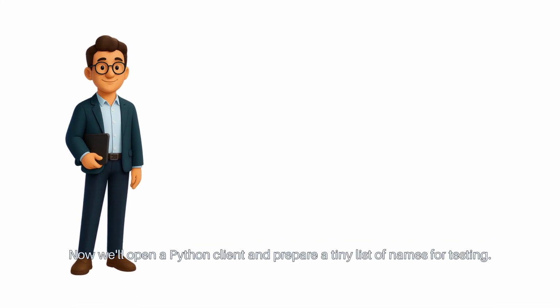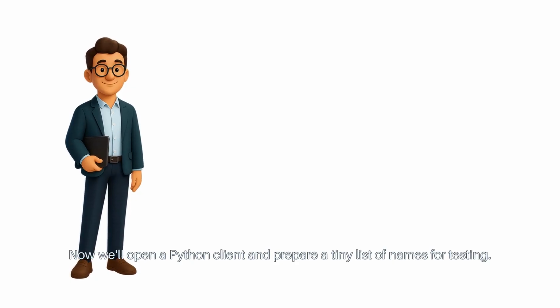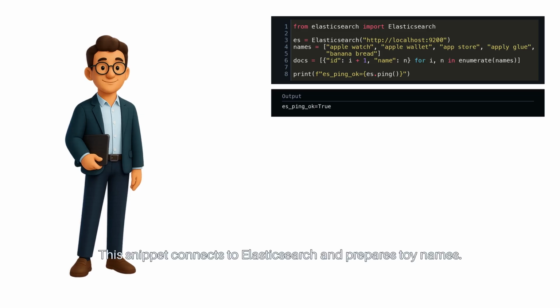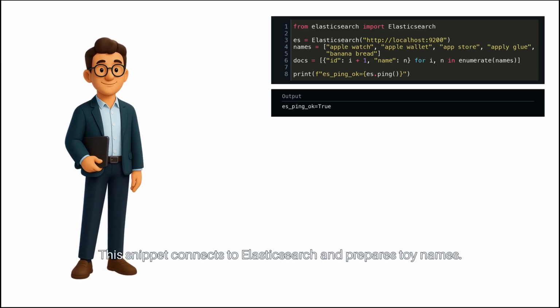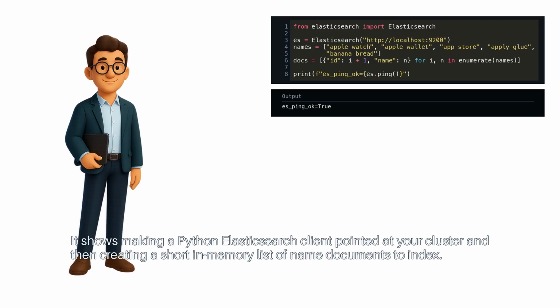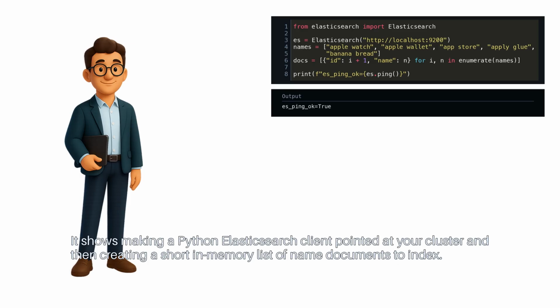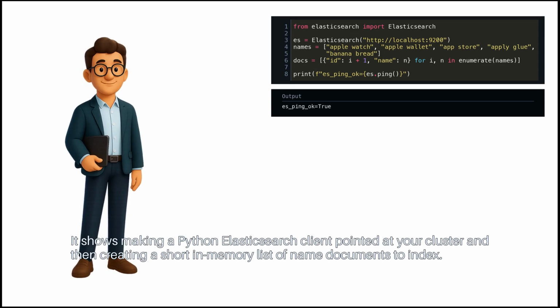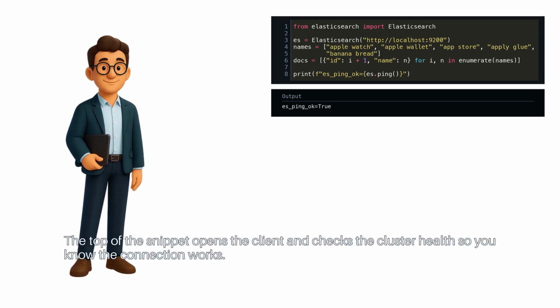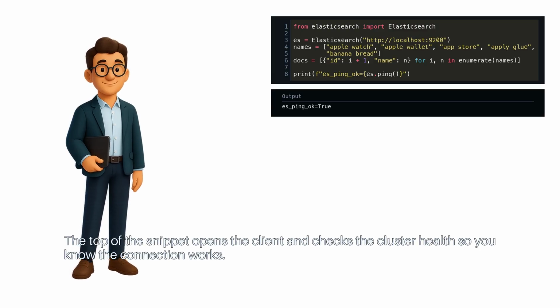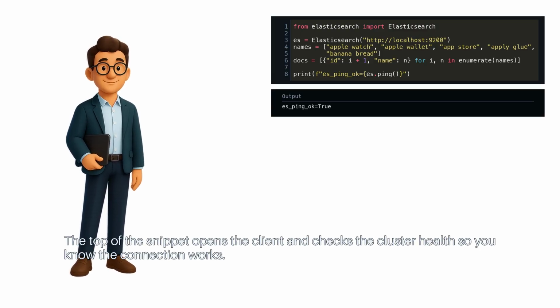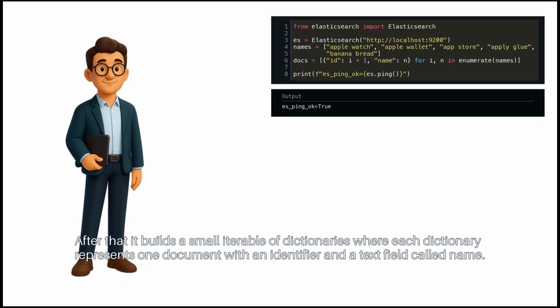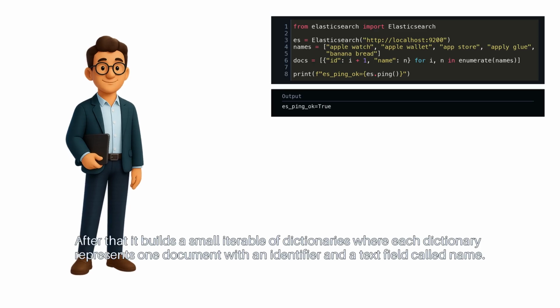Now we'll open a Python client and prepare a tiny list of names for testing. This snippet connects to Elasticsearch and prepares toy names. It shows making a Python Elasticsearch client pointed at your cluster, and then creating a short in-memory list of name documents to index. The top of the snippet opens the client and checks the cluster health so you know the connection works. After that, it builds a small iterable of dictionaries where each dictionary represents one document with an identifier and a text field called name.